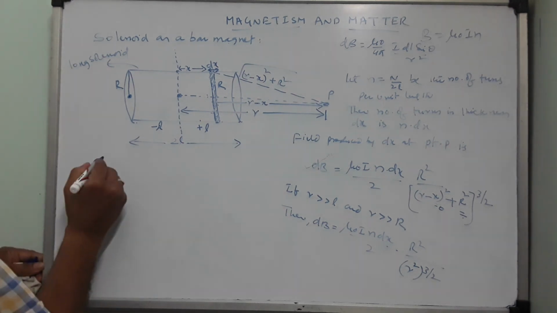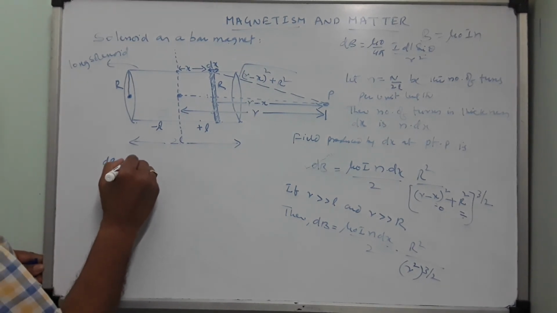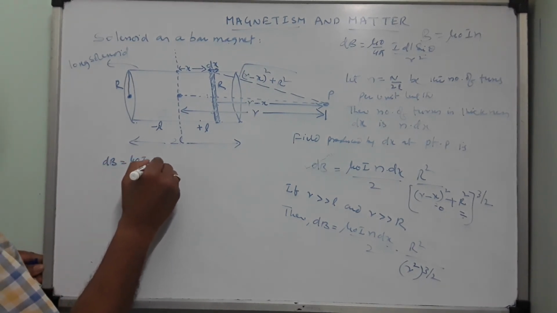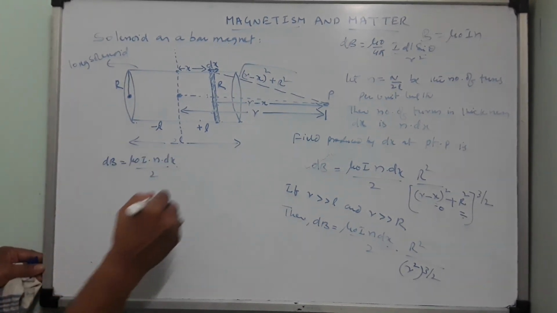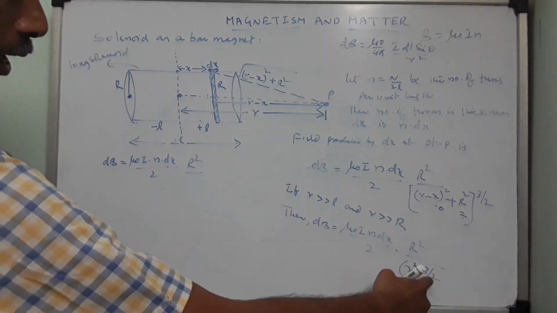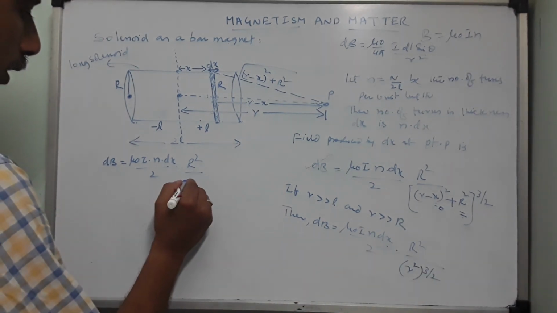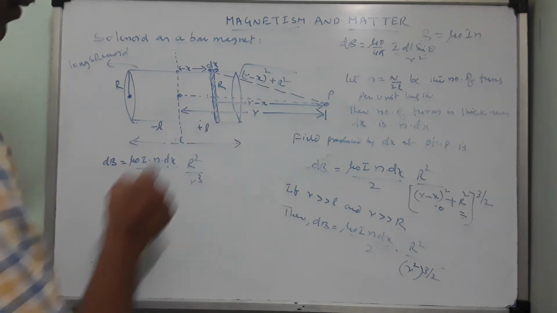So dB equals mu naught I into n into dx divided by 2 into capital R square by r square, and this 3 by 2 will cancel. You will get r cube. So this is the magnetic field produced by this small element.